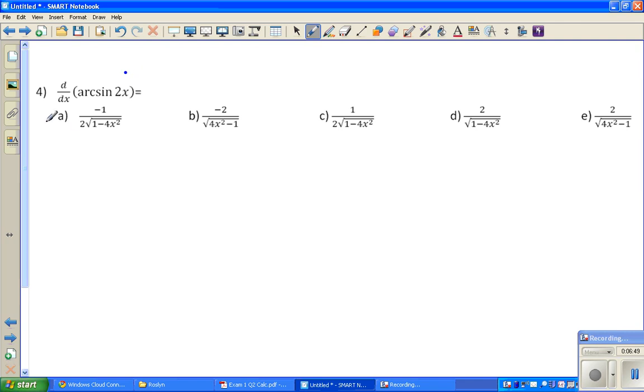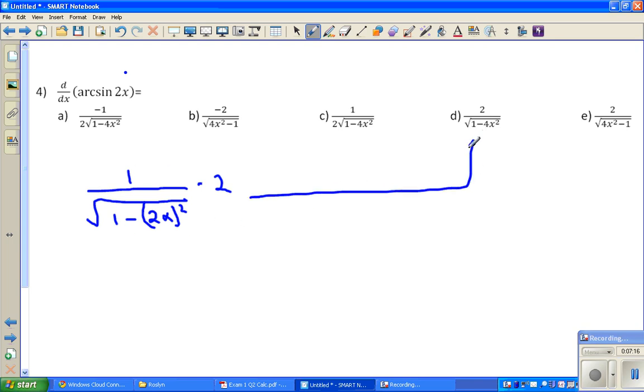Now here in this case, we just have to find the derivative of arcsine, and we did something very similar to this one, which would have been 1 over the square root of 1 minus 2x squared. Now that is the beginning. And then by the chain rule, we have to multiply that by 2. But when you simplify this one, you will easily realize that the answer would have been choice B. All right, let us move on to number 5.